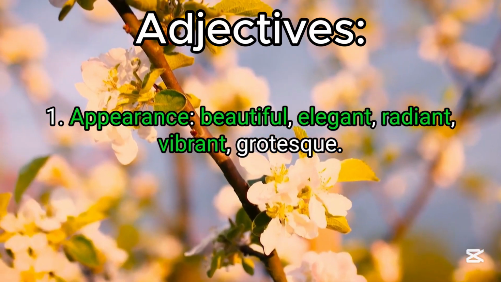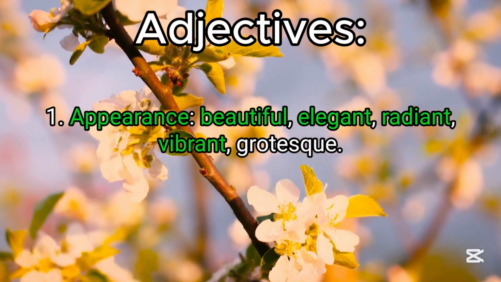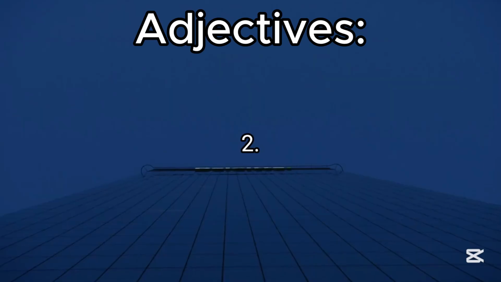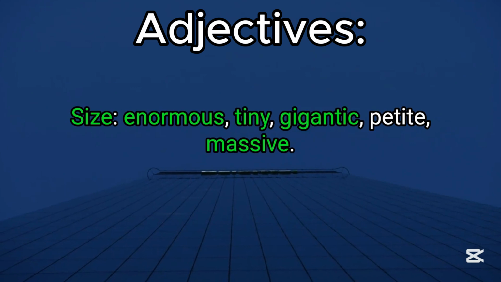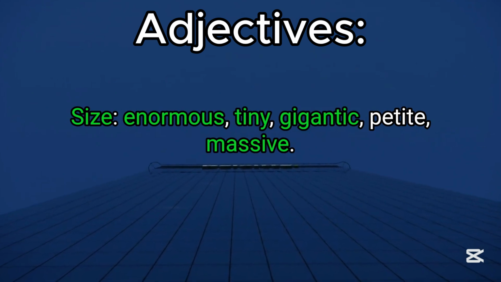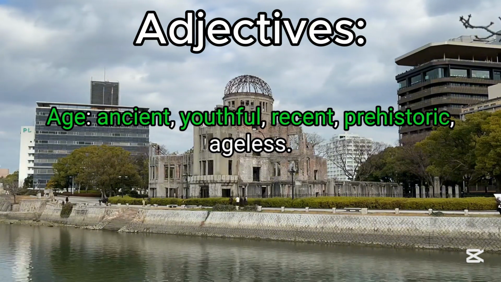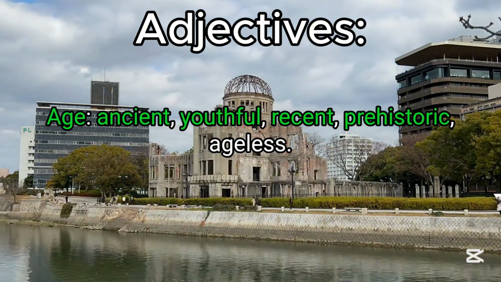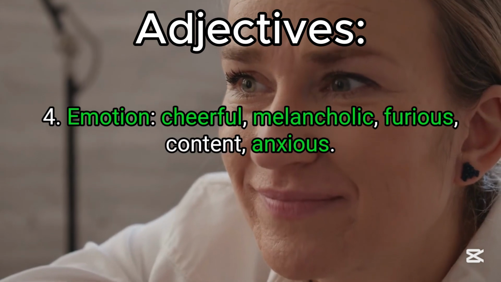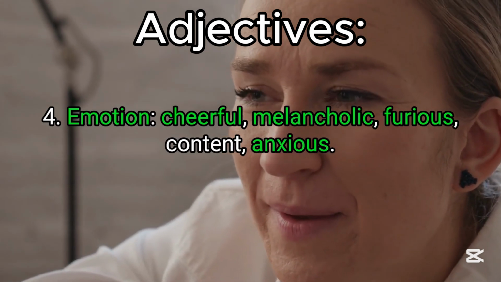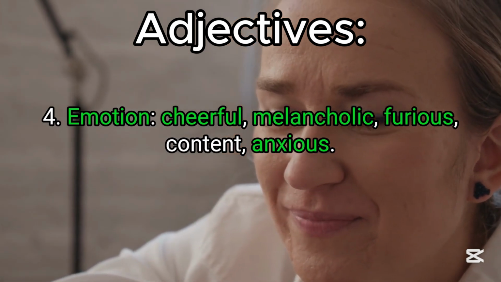1. Appearance: beautiful, elegant, radiant, vibrant, grotesque. 2. Size: enormous, tiny, gigantic, petite, massive. 3. Age: ancient, youthful, recent, prehistoric, ageless. 4. Emotion: cheerful, melancholic, furious, content, anxious.